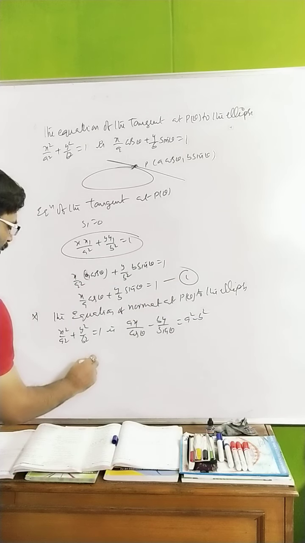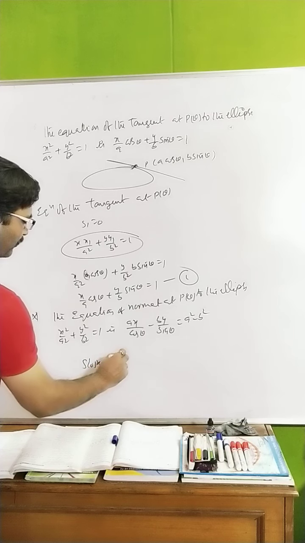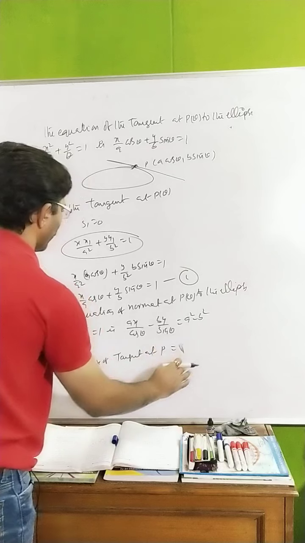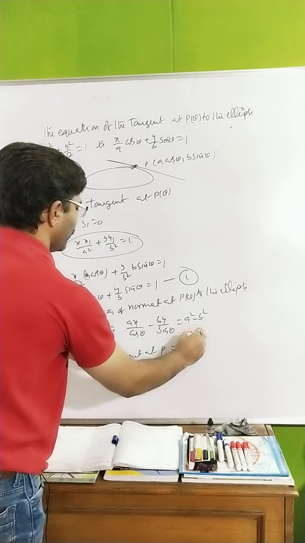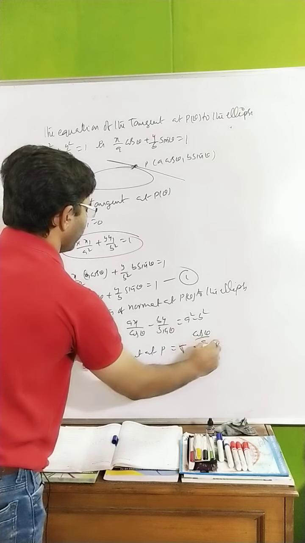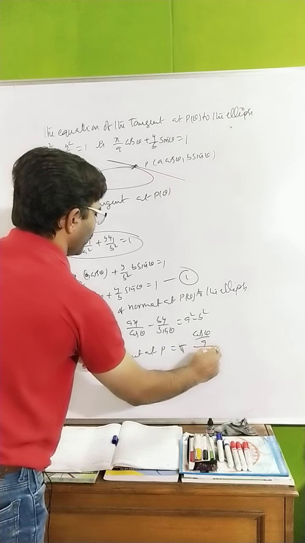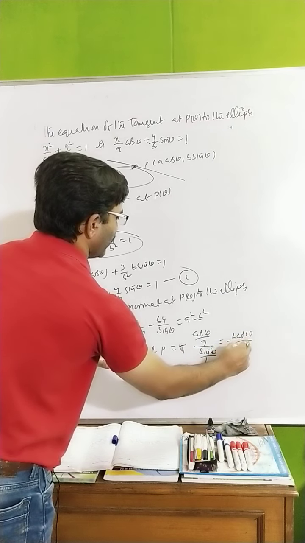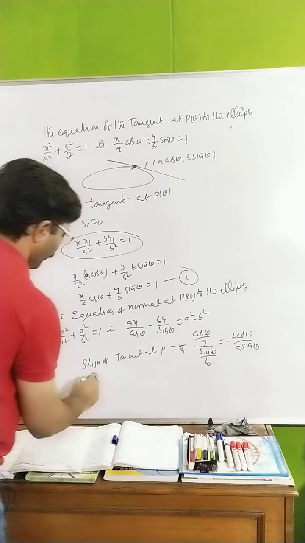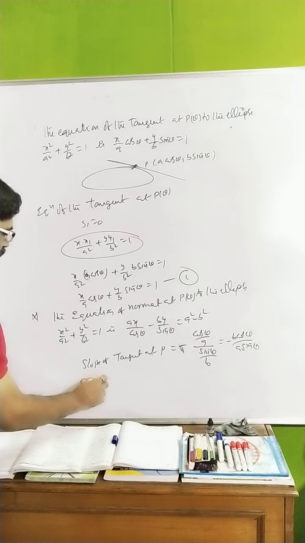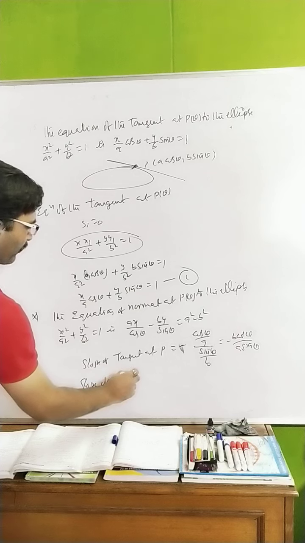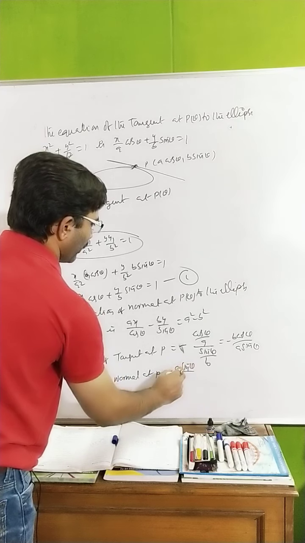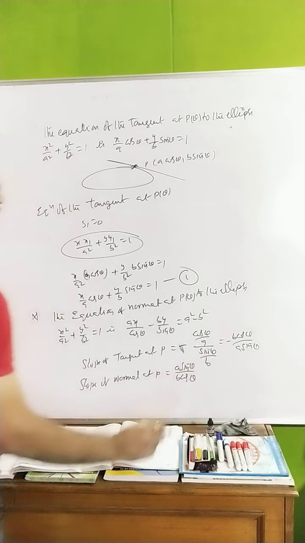You see here, the slope of the tangent at P, that is what you are going to get: minus of cos theta by a divided by sin theta by b, that is nothing but b cos theta by a sin theta, you got it here. But we want the slope of the normal at P, that is a sin theta by b cos theta, you got it.